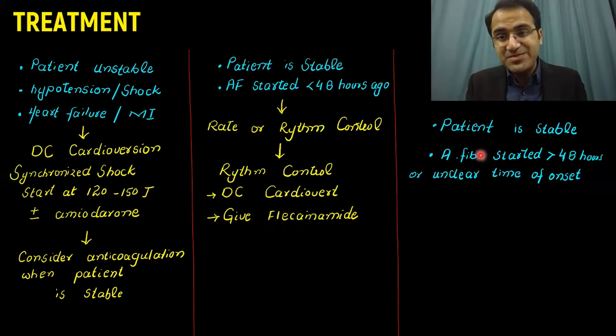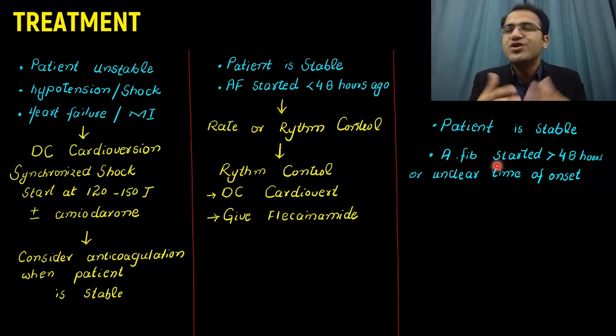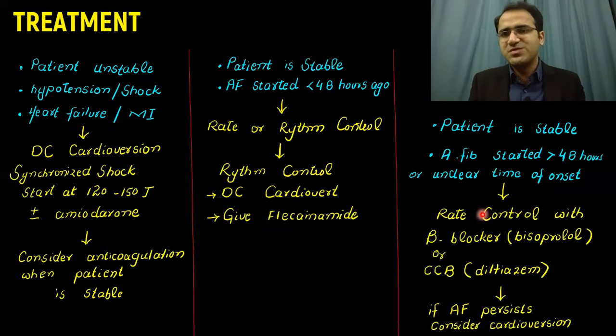If the patient is stable, but the atrial fibrillation started greater than 48 hours ago, or you don't know the time of onset because the patient came to you already in atrial fibrillation, rate control is preferred. In rate control, you give either a beta blocker or a calcium channel blocker, depending upon the comorbidities. And if the atrial fibrillation persists, you go for cardioversion. So these are the different scenarios in which a patient can present to you.